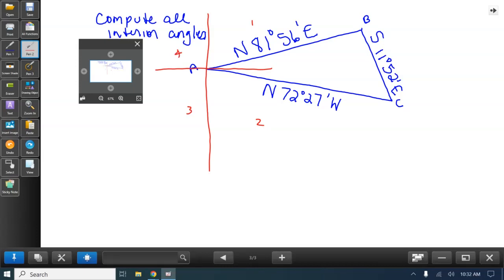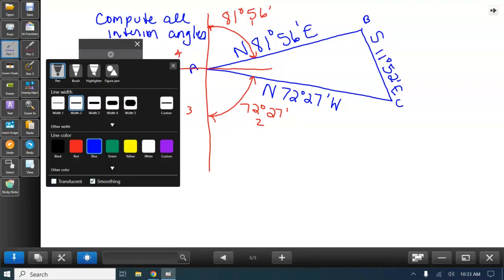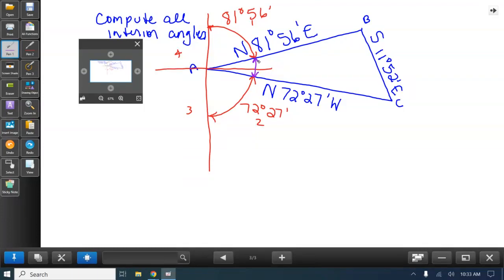So A to B is in quadrant 1. So that's the angle it makes from the north. That's your 81 degrees, 56 minutes. All right. A to C is in quadrant 2. That's 72 degrees, 27 minutes. And I'm looking for this angle.